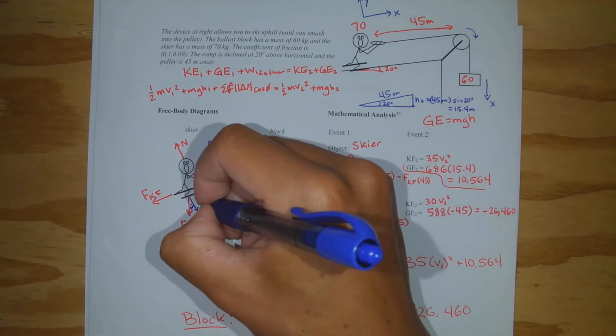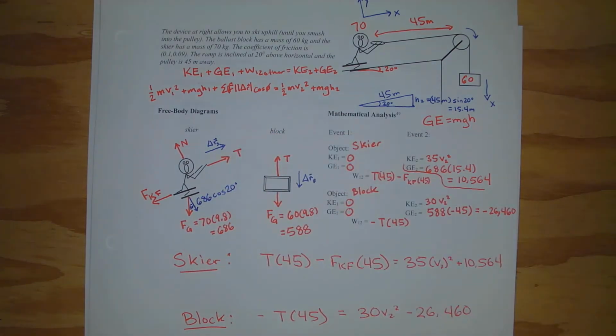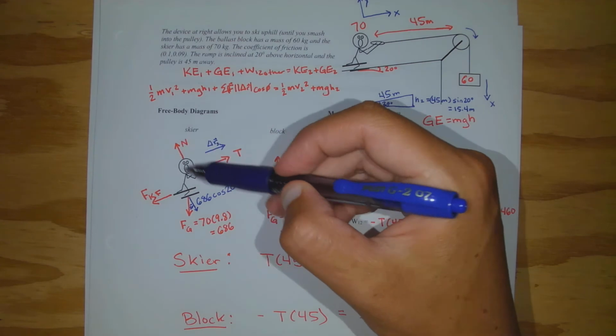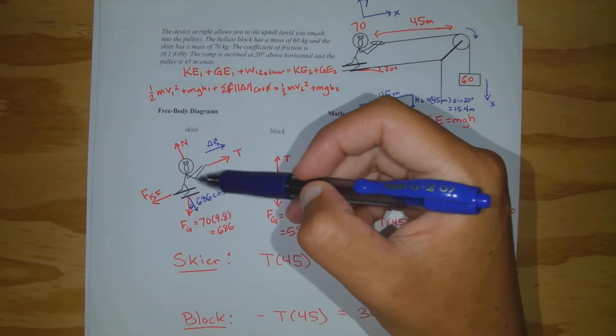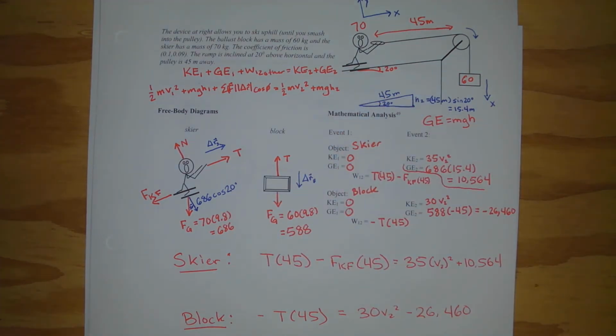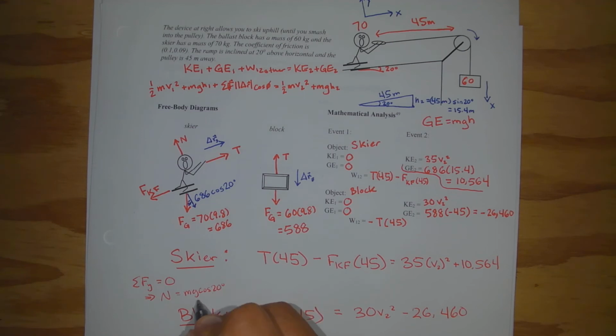So this is the cosine component, so this is 686 times cosine of 20 degrees. And when I sum up the forces in the y direction for the skier, the only forces I have going in the y direction are the normal force and the y component for the force of gravity. So I get, for that, the sum of the forces in the y direction is equal to 0. Therefore, the normal force is equal to mg cosine of 20 degrees, and that is 645.